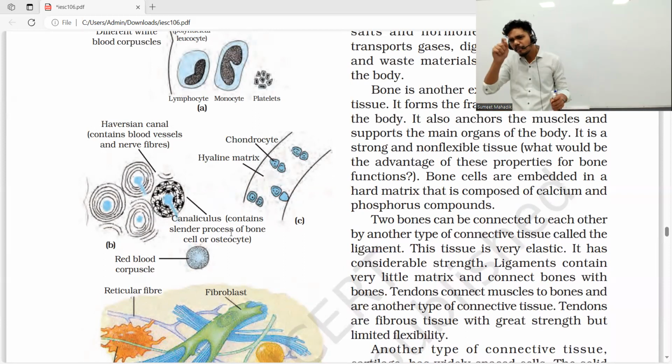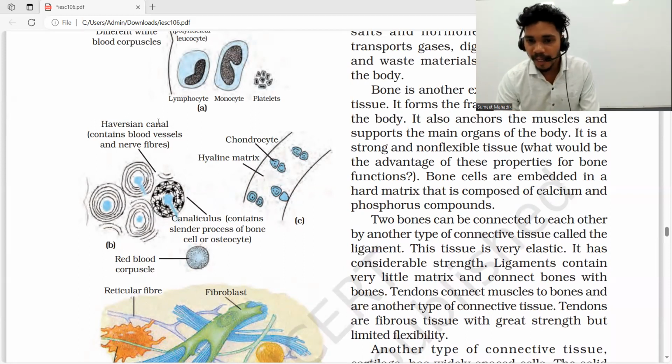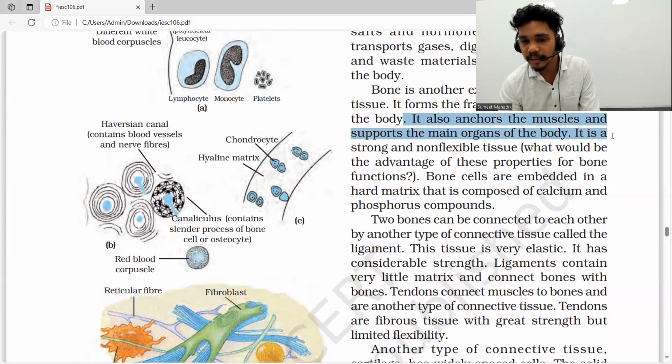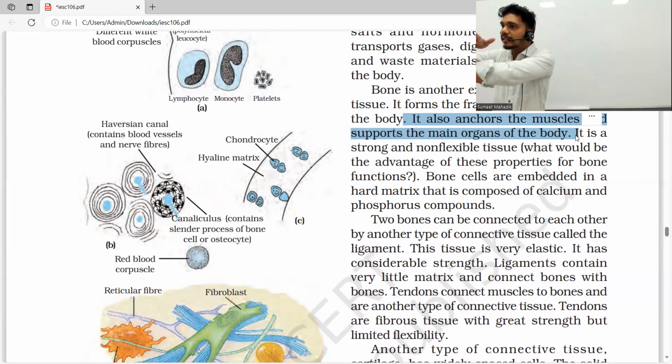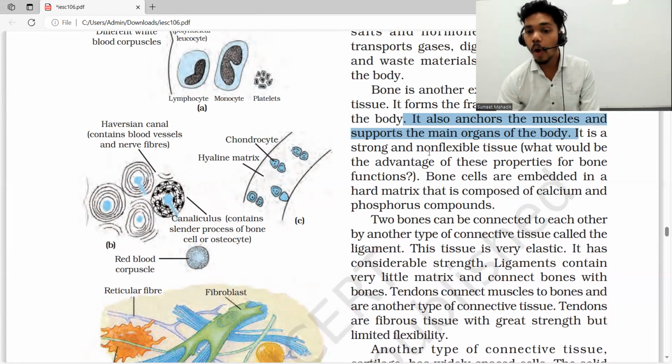Similarly, we have a very minute porous structure in the bones. It forms a framework that supports the body. It also anchors the muscles and supports the main organs of the body. Skeletal muscles are there. The skeleton is made up mostly of bones, and on the bones the other muscles are attached. So it is a strong and non-flexible tissue.